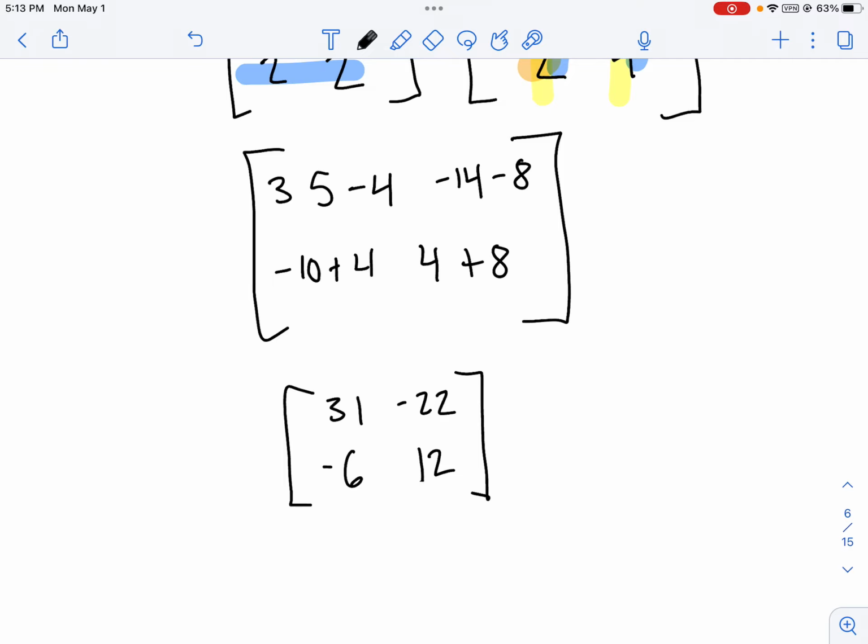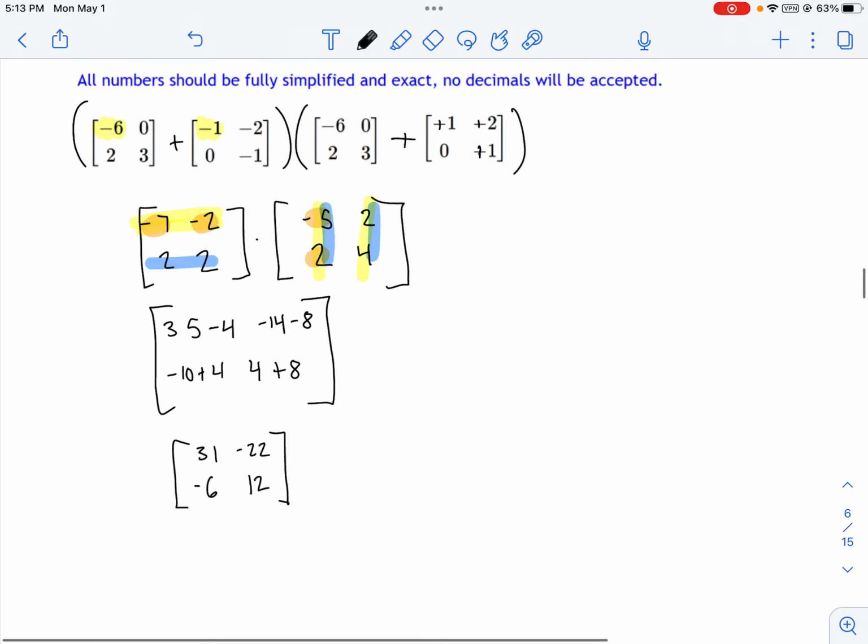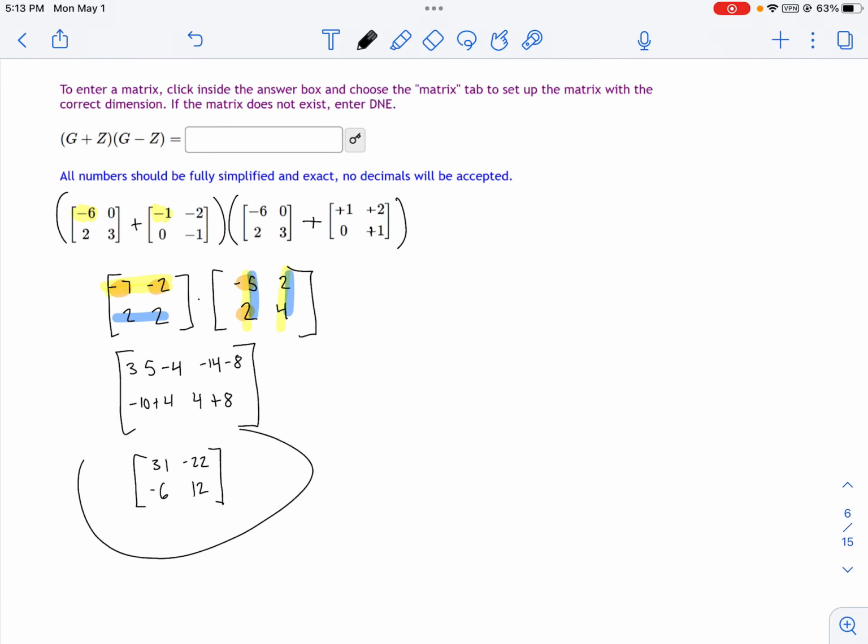And that's it. That's as simplified as it gets. All of your numbers are together, and that's your final answer. Put that right into your answer box. Use your matrix tab to get a 2 by 2 matrix, and you're good to go. You're done. Finished. And that is it.